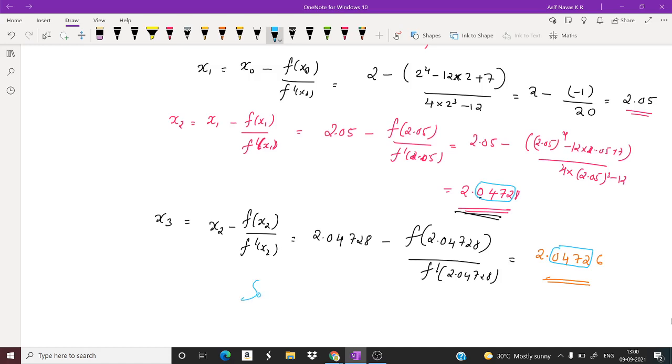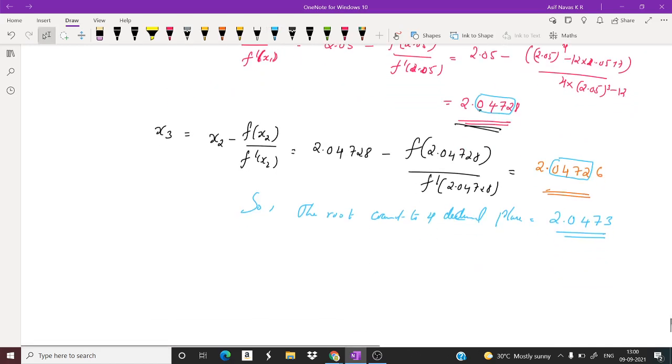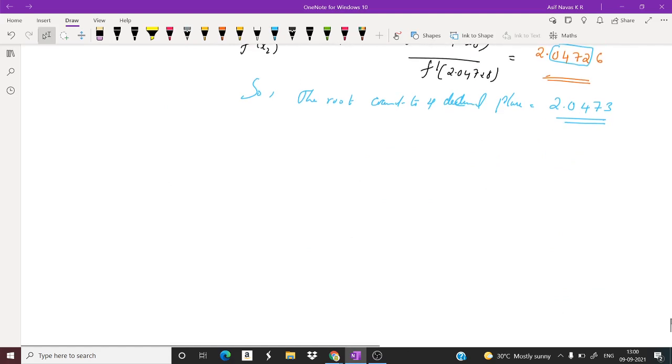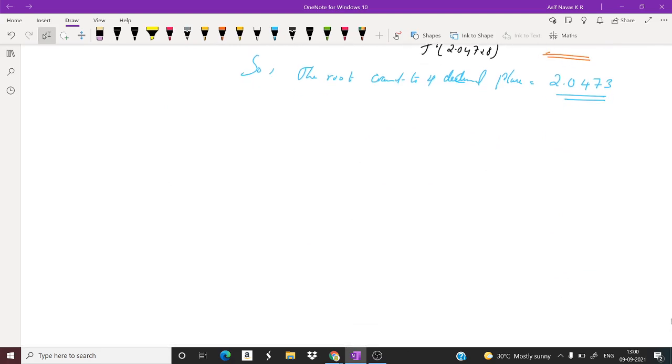So we can round off. So the root correct to 4 decimal places is equal to 2.04726. We can round off, 26 is 3. So this is the root nearer to 2. Have you got it? Anybody have any doubt? So we can move to the next question.